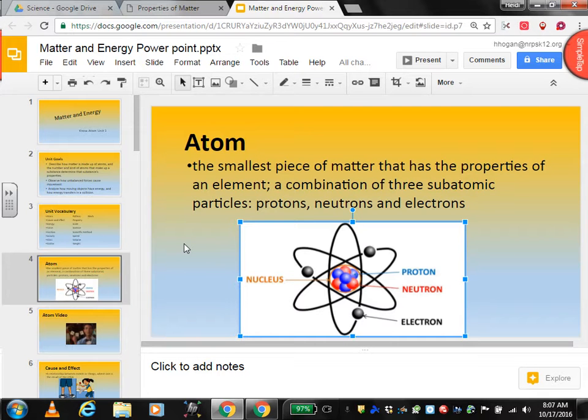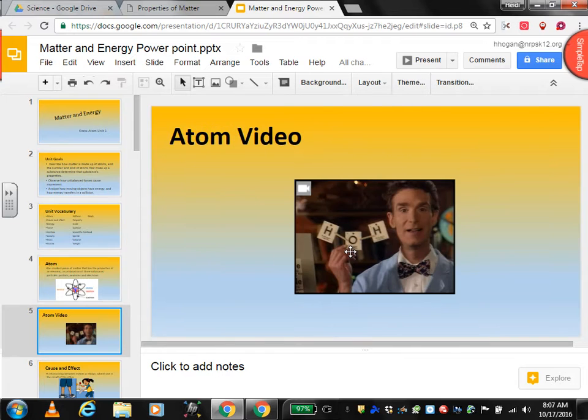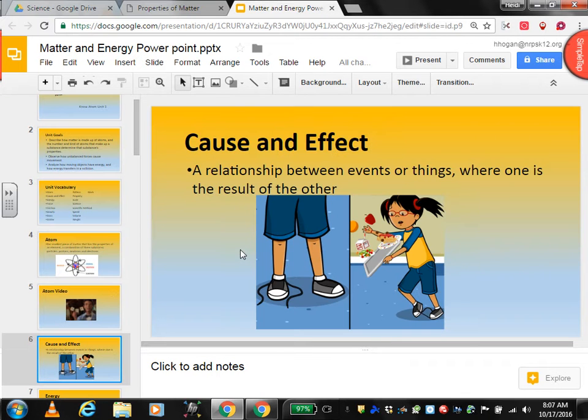So what you learned last year when you built the atoms was it's the smallest piece of matter that has the properties of an element. It's a combination of 3 subatomic particles, protons, neutrons, and electrons. You remember making that with a little styrofoam half sphere, and you made those last year in 3rd grade. So this is an atom video from Bill Nye the Science Guy. This is 22 minutes long, but it does really explain about atoms in a much deeper way, so you should watch that.